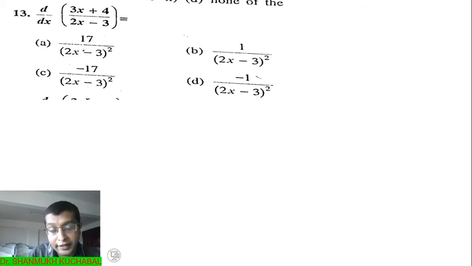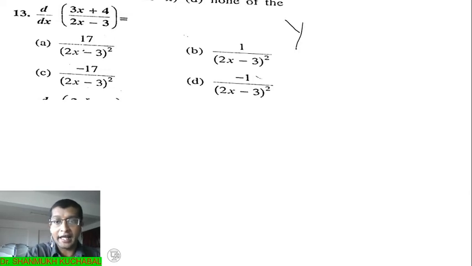The u by v rule is: we keep the denominator as it is, take the numerator's differentiation, minus the numerator as it is, times the denominator's differentiation, whole divided by the denominator square. It is one method. Another method I discuss here is a shortcut trick.